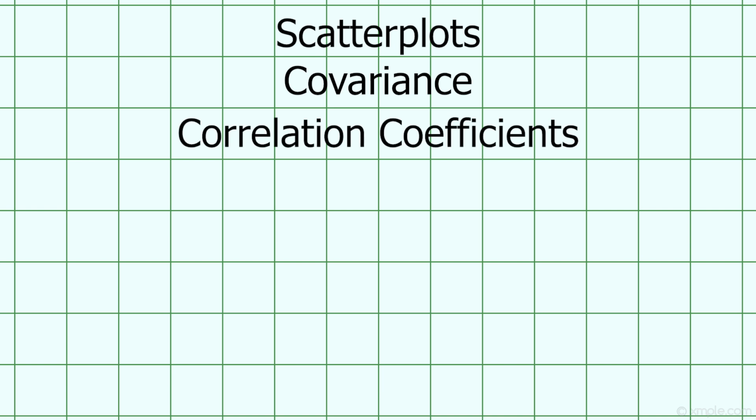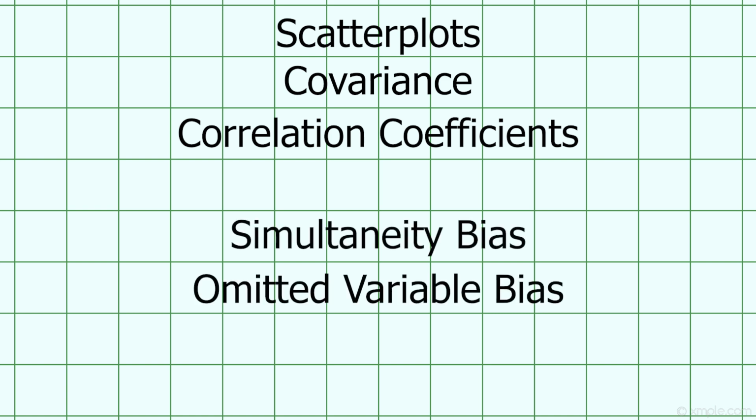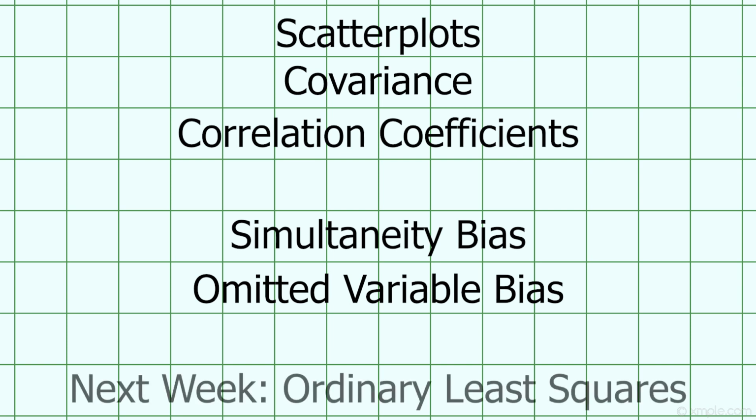So, to summarize, we've learned about methods of evaluating the correlation between two variables: scatter plots, covariance, and the correlation coefficient. We've also learned about two biases that can create discrepancies between correlation and causation: simultaneity bias and omitted variable bias. Next time, we'll learn about one more tool, one that's even more powerful than covariance or correlation, and one that we can use to combat some of the biases in observational data and uncover true causal effects: ordinary least squares.